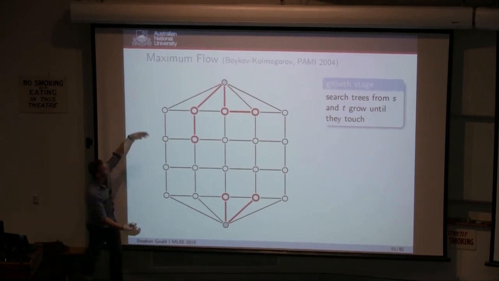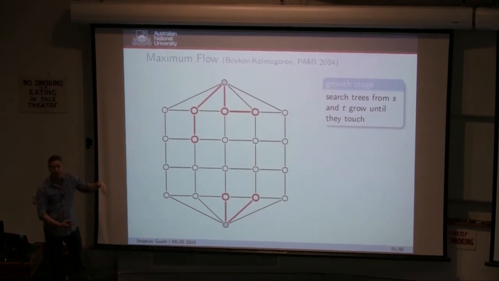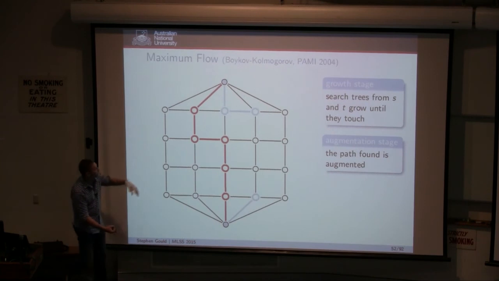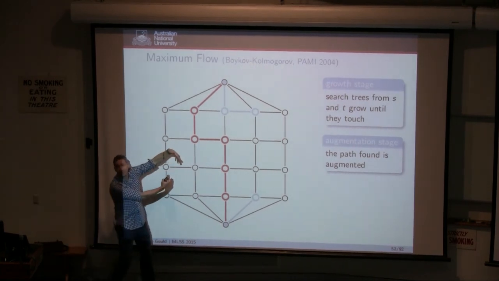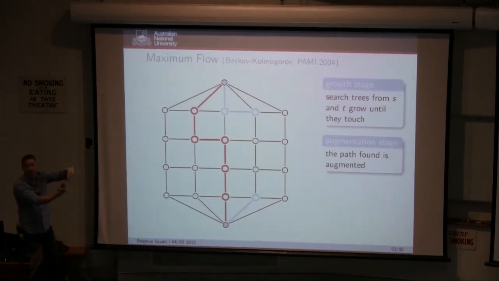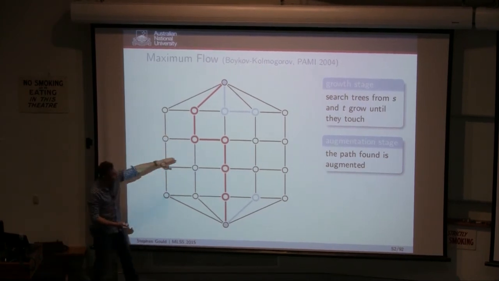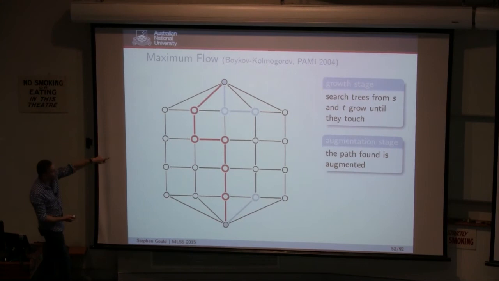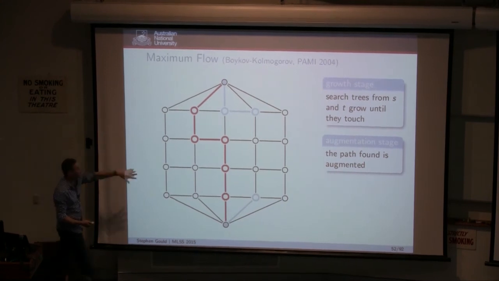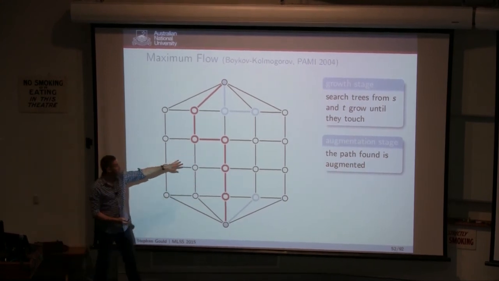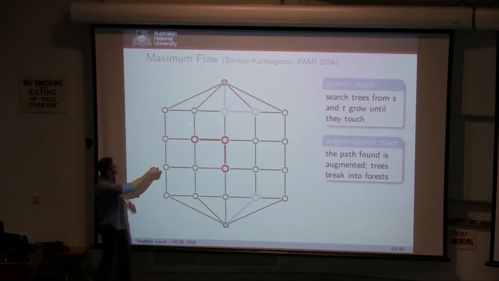You start growing these search trees from both S and T. Remember I said you can do depth or breadth first search; this is doing, I guess, a mix of them. At some point, these search trees are going to touch each other. When they touch each other, it means you found an augmenting path, so you can now send flow through that path. When you send flow through that path, you're going to saturate at least one edge, maybe more. In this case, I'm saying I've saturated these edges here.